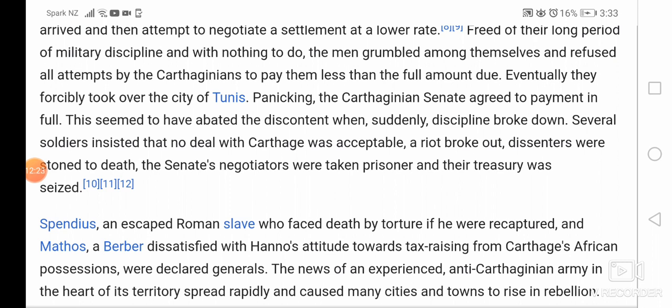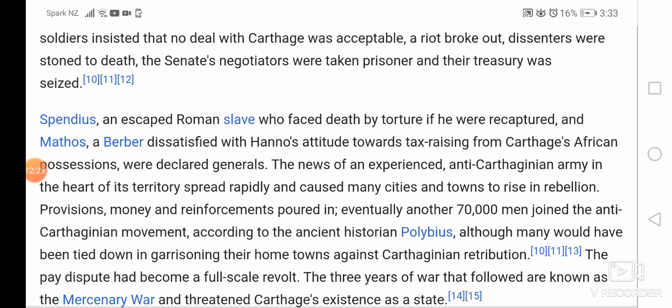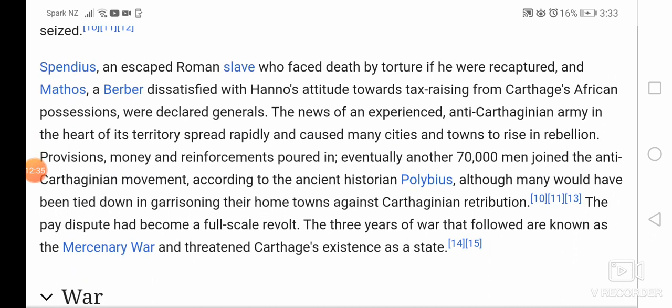Spendius, an escaped Roman slave who faced death by torture if he were captured, and Mathos, a Berber dissatisfied with Hanno's attitude toward tax raising from Carthage's African possessions, were declared generals. The news of an experienced anti-Carthaginian army in the heart of its territory spread rapidly and caused many cities and towns to rise in rebellion. Provisions, money and reinforcements poured in.